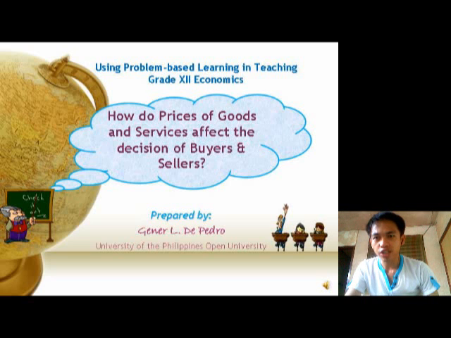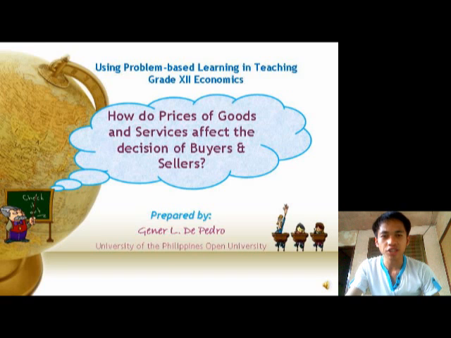Using problem-based learning in teaching grade 12 economics, how do prices of goods and services affect the decision of buyers and sellers? This video presents the application of a strategy, which is the problem-based learning approach in teaching economics for grade 12, particularly in studying the relationship of the prices of goods and services to the demand and supply.